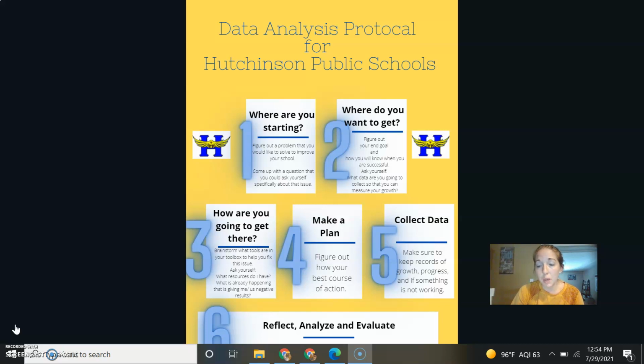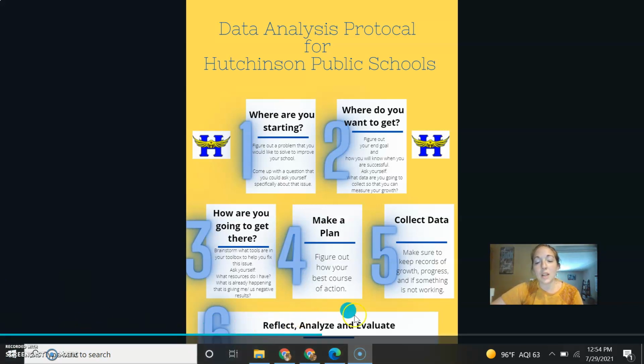Step 4 is to make a plan. So after you've figured out what you can do, actually setting out the best course of action for this issue. Step 5 is collect data. So once you've made the plan and you're putting it in motion, be very purposeful about collecting data along the way so that you know if you're being successful or not, or if you're growing or not. And then step 6 is reflect, analyze, and evaluate.